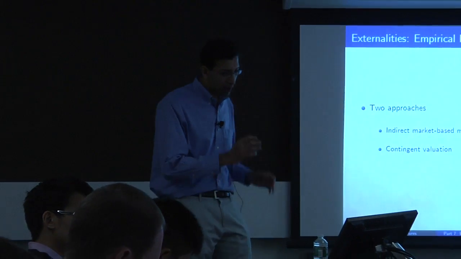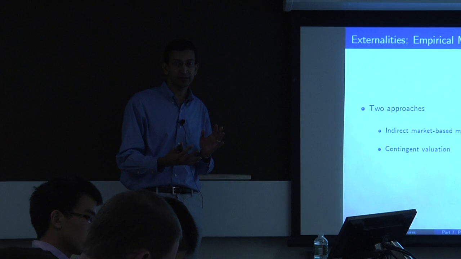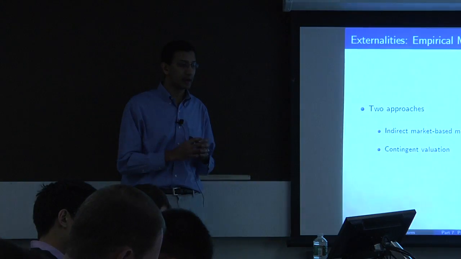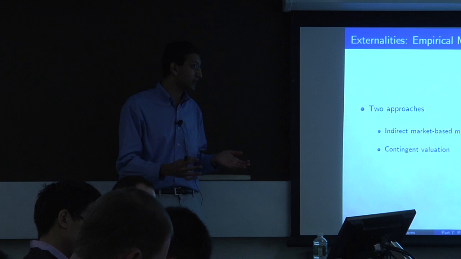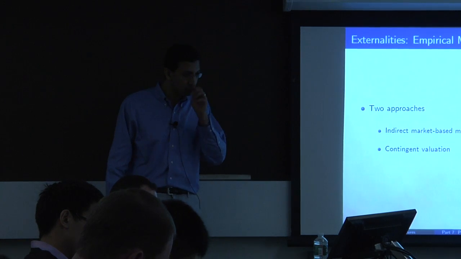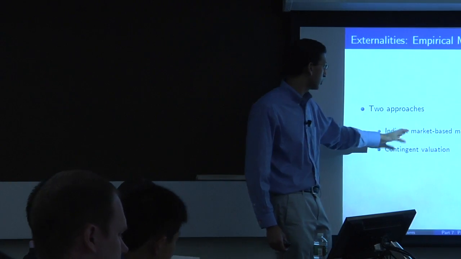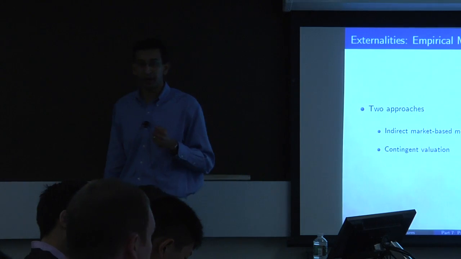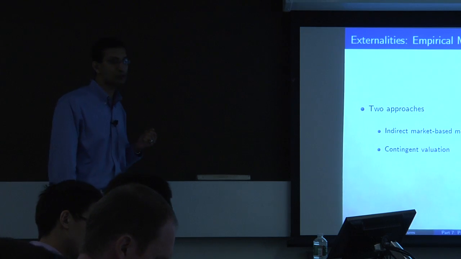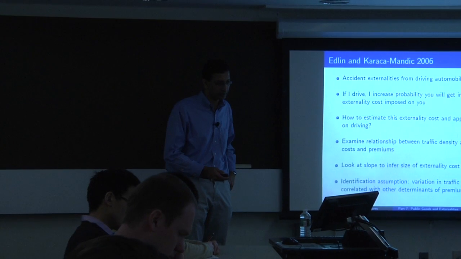today we're going to talk about how we actually measure the size of the externalities, which is crucial, whatever method you're going to use, whether a price method or a quantity method, in determining the size of the tax that you want to levy or the amount of quantity regulation that you want to do. So there are two approaches that we will discuss. I'll spend most of the time on what are called indirect market-based methods. And then I'll talk a little bit about contingent valuation, which is the other main method that's used, but I think is actually quite problematic.